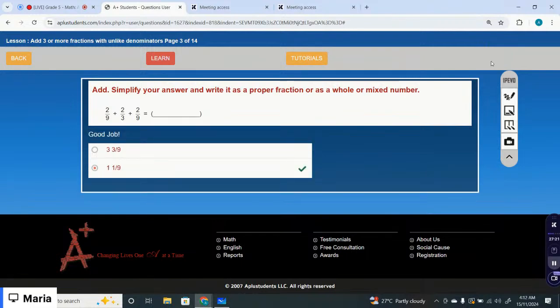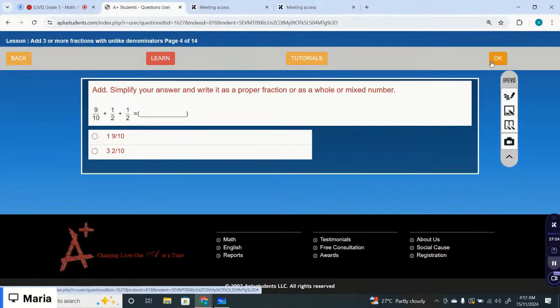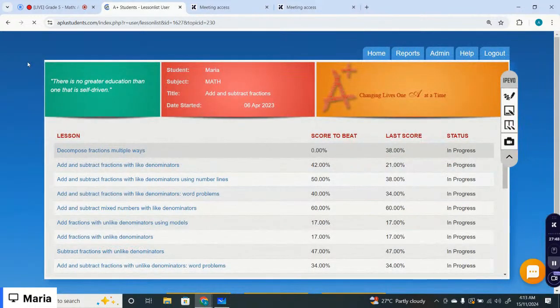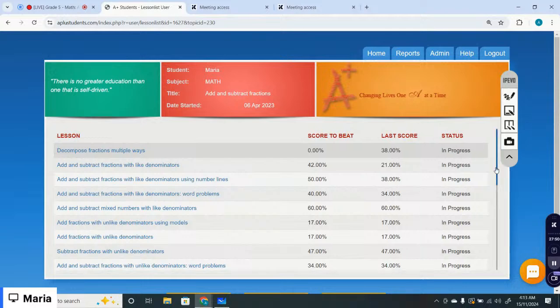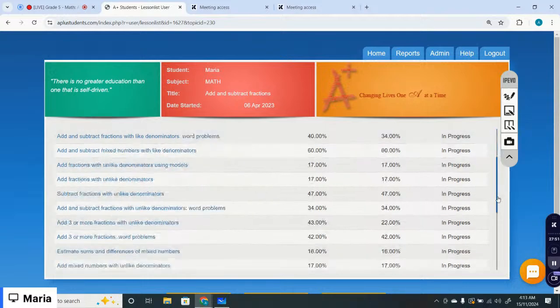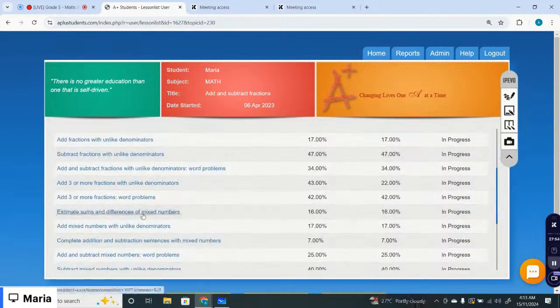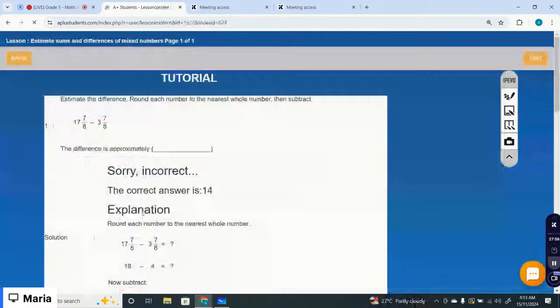Okay, you can complete the lesson by yourself later today. Let me move on to the next lesson. The next lesson is estimate sums and differences of mixed numbers. Let's start with the lesson.